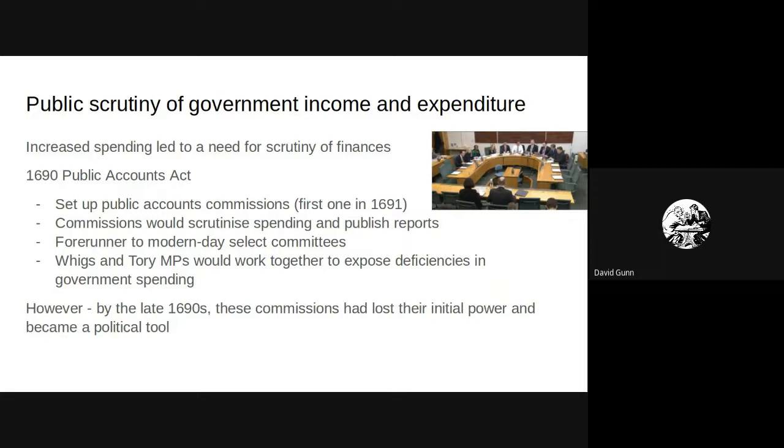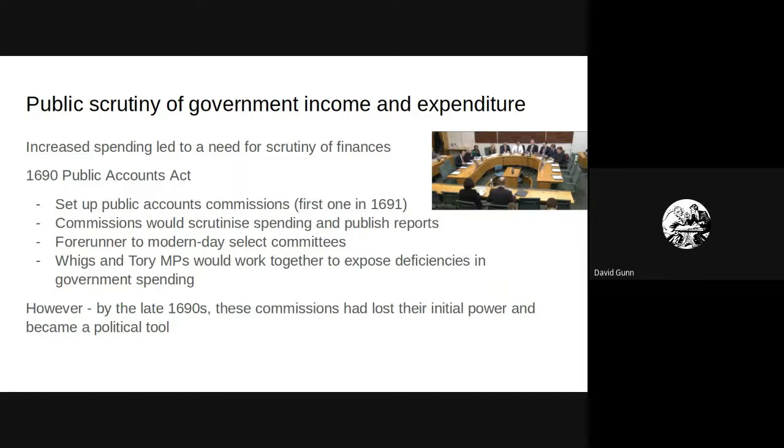As it says here, they scrutinize public spending, publish reports to check on how government is spending money, to check on corruption and things like that. And these are forerunners to modern day select committees. So this is a really unprecedented change from the past, where corruption was kind of rife. Obviously it's not the end of government corruption. If you know anything about 18th century politics, there's a lot of that going on. But it really is unprecedented.